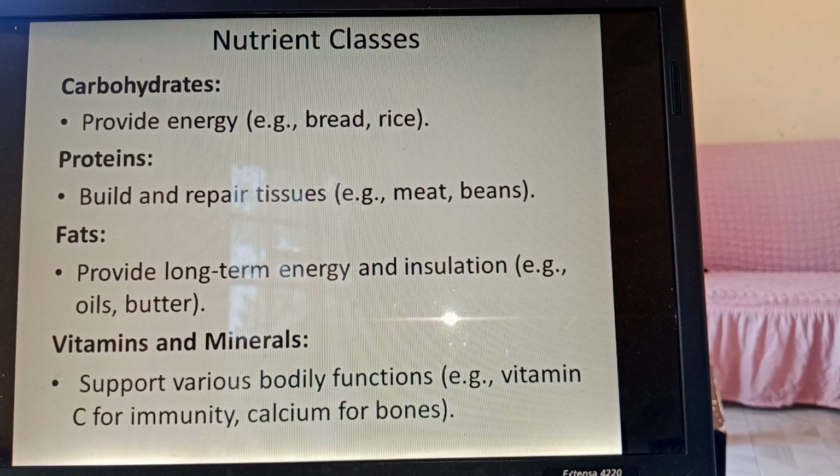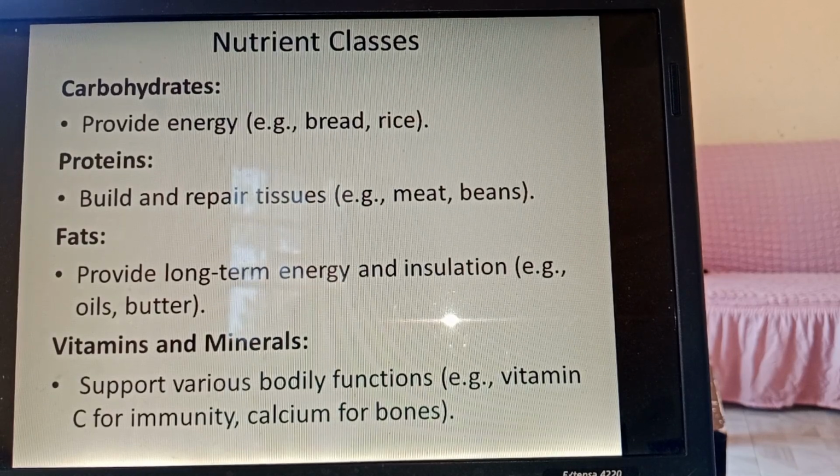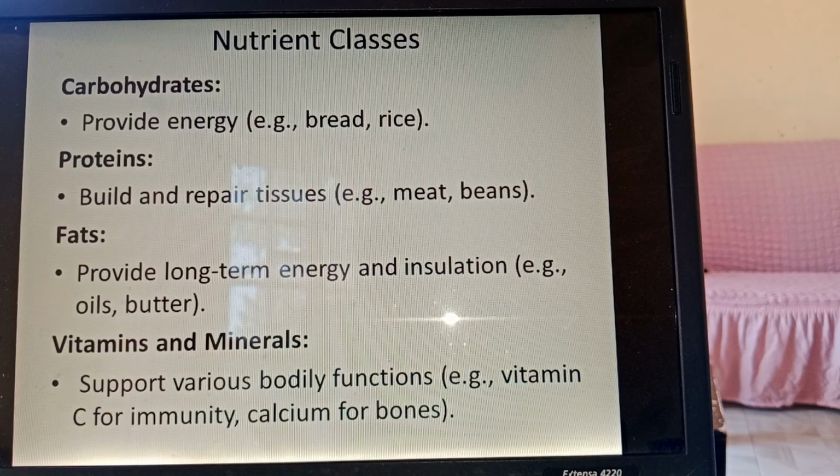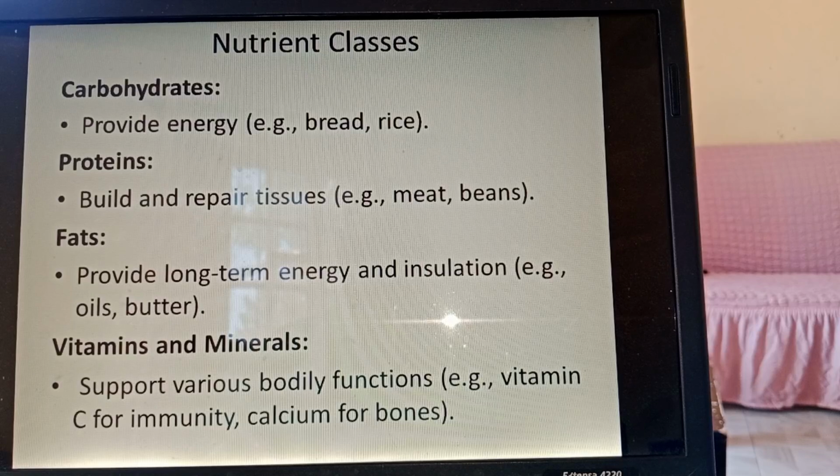So let me come to the nutrient classes. We have carbohydrates, which provide energy, e.g. bread and rice. Proteins build and repair tissues, e.g. meat and beans. Fats provide long-term energy and insulation, e.g. oils and butter. Vitamins and minerals support various bodily functions, e.g. vitamin C is for immunity and calcium mineral is for bones.